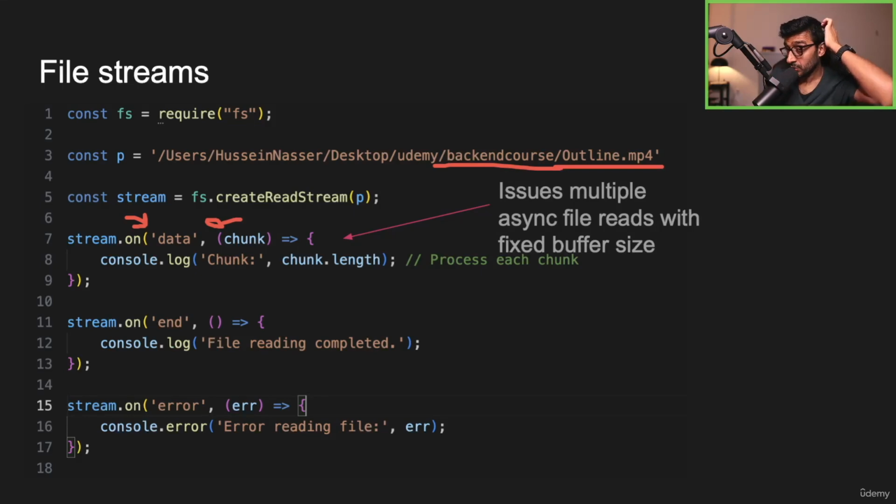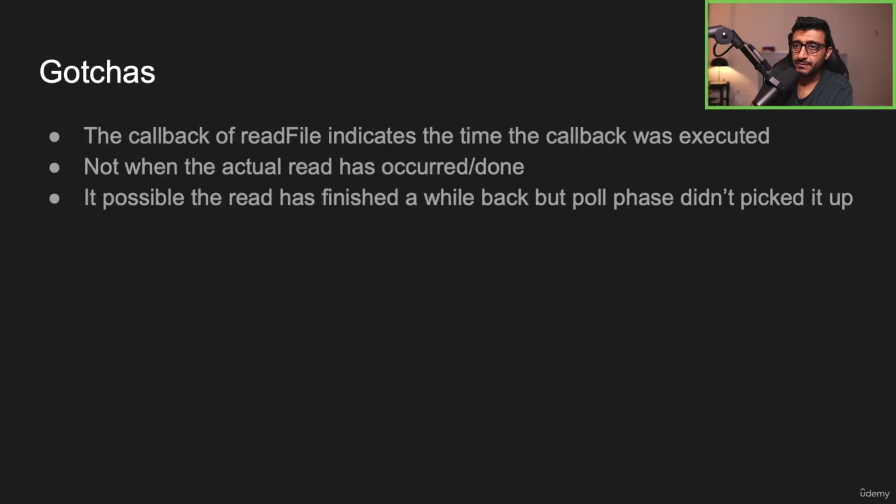And just by listening to the data event, you can get the chunks at a pace that Node can handle, and whatever the chunk size, you can control that as well. And then when the stream ends, you will get an end event, and you can control it. So we're gonna show that as well.